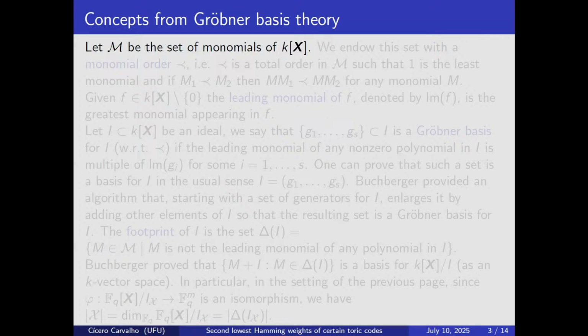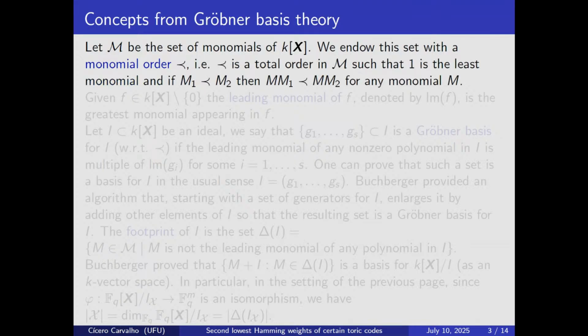Okay, so I'll talk a little bit about this theory. I'll denote by M the set of monomials in a polynomial ring with coefficients in a field K. We endow this set with the so-called monomial order. This is just a total order on the set, such that 1 is the least monomial, and if you have an inequality and multiply both sides of the inequality by the same monomial, the second inequality still holds.